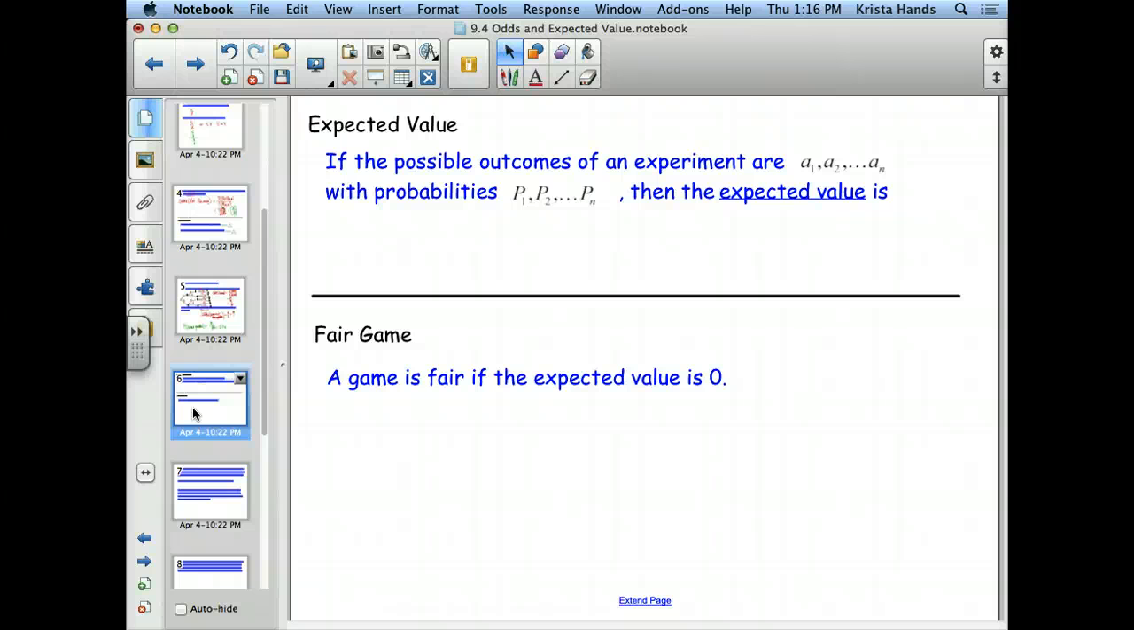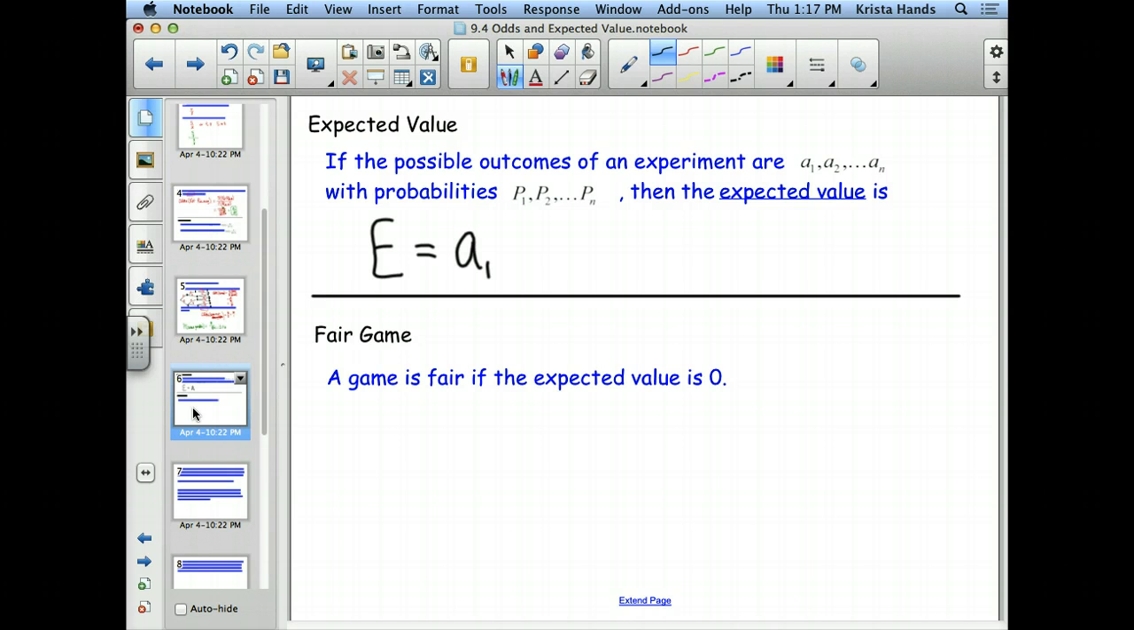Expected value is the other topic in this section. Expected value is used also in gambling, but it's used for other issues as well. So you're going to see a few of those come across our plate in a moment. If the possible outcomes for an experiment are A1, A2, A3, all the way up to An, with probabilities P1, P2, all the way up to Pn, then the expected value is capital E, and what we do is we multiply the outcome times its probability, and we add that to outcome 2 times its probability, and outcome 3 times its probability, all the way up to the final outcome times its probability.